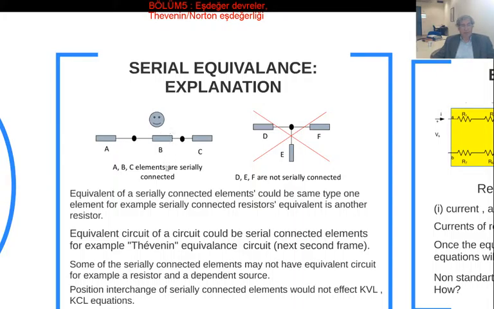We won't say that A and C is connected together. The equivalent of serially connected elements could be the same type, one element. For example, the equivalent of serially connected resistors is another resistor. So for this equivalency that we are talking about, if these are the same type of elements, then a serial connection gives you the same type of element. The equivalent circuit of a circuit could also be serially connected elements. For example, the Thevenin equivalent circuit.